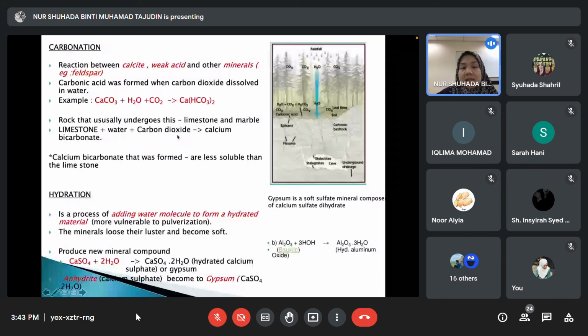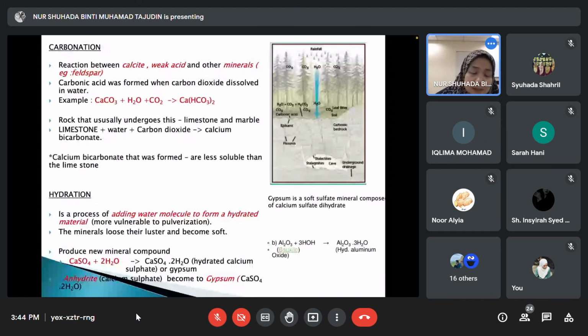Okay, the next process is hydration. Hydration is a process of adding water molecules to form hydrated materials. For example, the rock is first known as anhydrate, calcium sulfate. When water molecules are added to form hydrated material, it changes into calcium sulfate, or what we call gypsum.